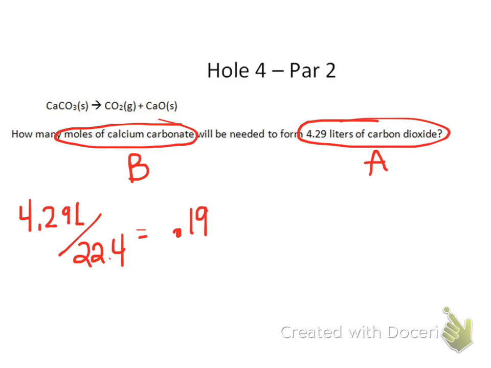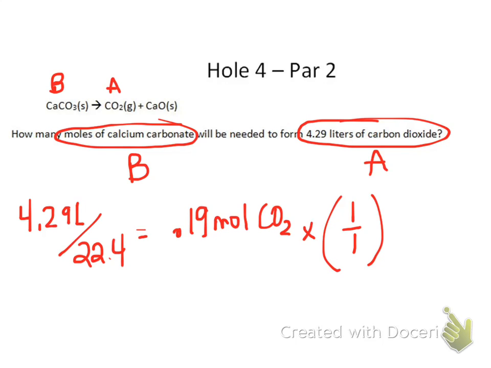Does 0.19 sound like a good answer? So if you convert this to moles of carbon dioxide, now we can look at our B over A. Agreed? What's the B over A? There's your B. Carbon dioxide, there's your A. So what's the ratio of those two things? It's a 1-to-1 ratio, right? If I would have said 2 to 2, would it be the same thing? Yes. Okay, so how many moles of calcium carbonate will be needed from that? It's a 1-to-1 ratio, so the right answer is also 0.19 moles of calcium carbonate.